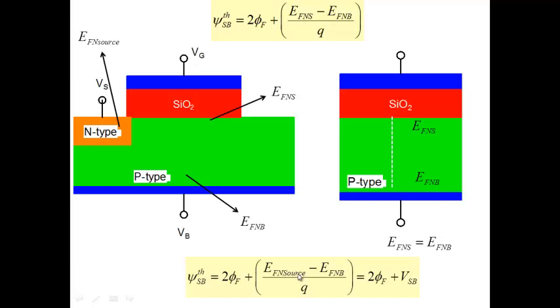If I write the quasi-Fermi level at the source minus the quasi-Fermi level in the bulk divided by Q, this is nothing but the difference in the voltage between the 2 points. The difference in the voltage between here and here is nothing but the difference in the quasi-Fermi level at the 2. So what we write is psi SB, the surface potential measured with respect to the body at threshold, is equal to 2 phi f plus VSB, whatever is the source to body voltage. That's where we arrive at.